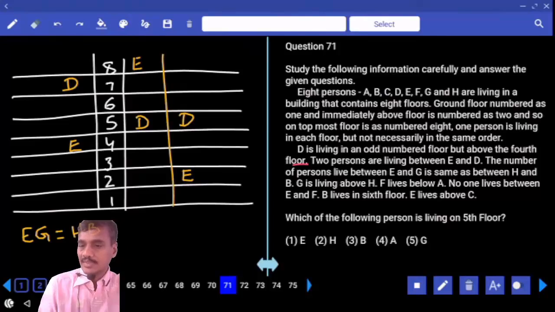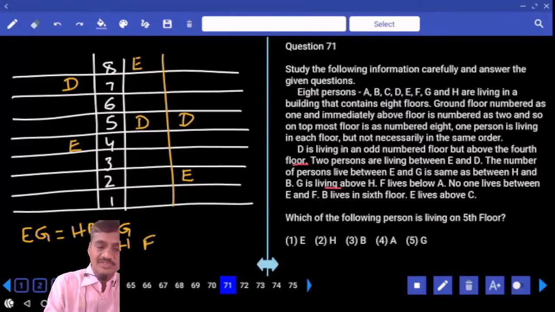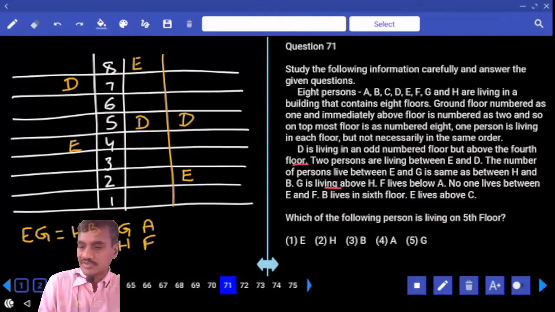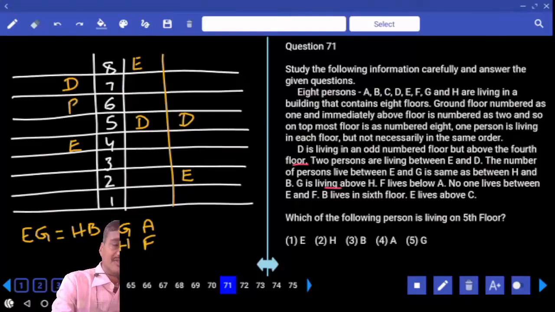And next, G is living above H, and F lives below A. F is living below A. The word immediate is not given. And no one lives between E and F, so E and F are adjacent to each other. B lives on the 6th floor. B is here. Now B lives on the 6th floor and no one lives between E and F.